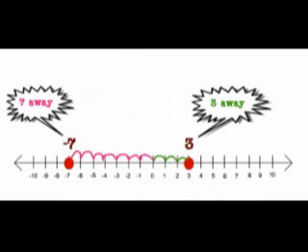By plotting 3 and -7 on our number line, we can tell that 3 is 3 spaces away from 0. I showed this by the green line. -7 is 7 spaces away from the 0. That's shown by the pink line.